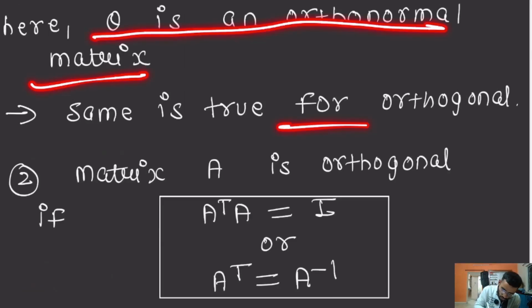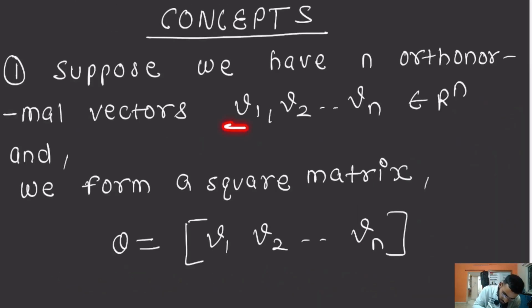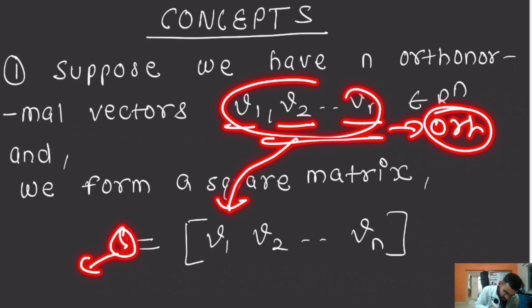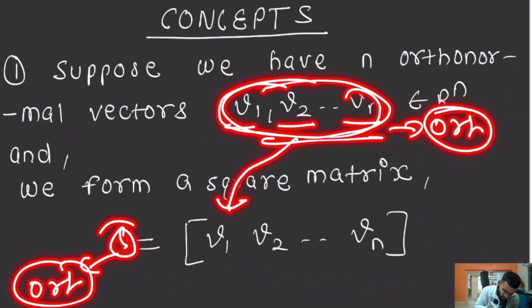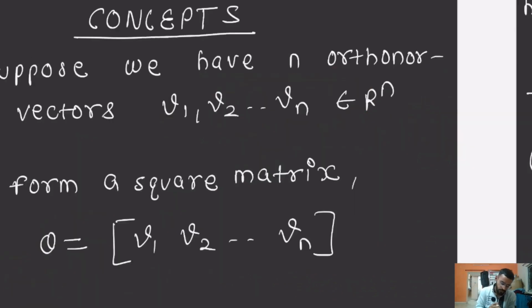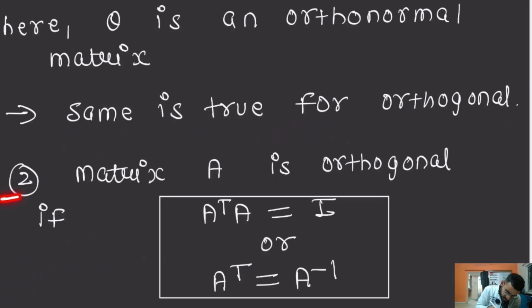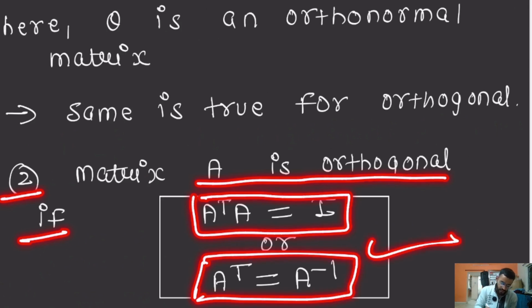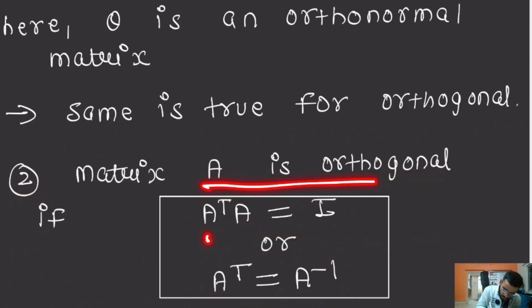The same is true for orthogonal, which means if v1, v2, up to vn are orthogonal vectors, then the matrix Q formed from them will be an orthogonal matrix. Now the second one is, matrix A is orthogonal if and only if A transpose A is equal to I, or we can say that A transpose is equal to A inverse. A must satisfy this property for A to be orthogonal.